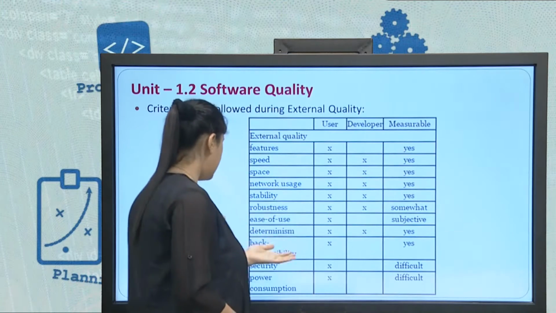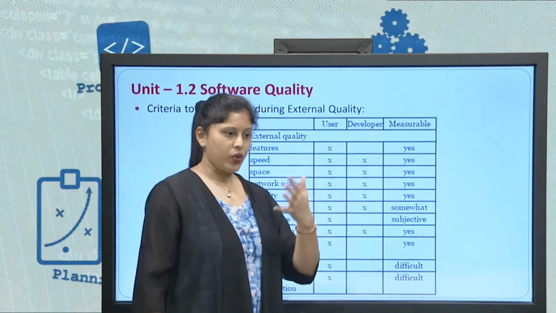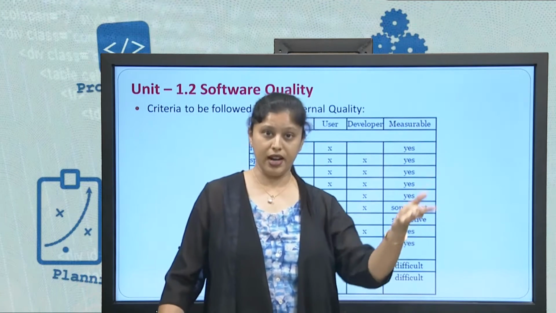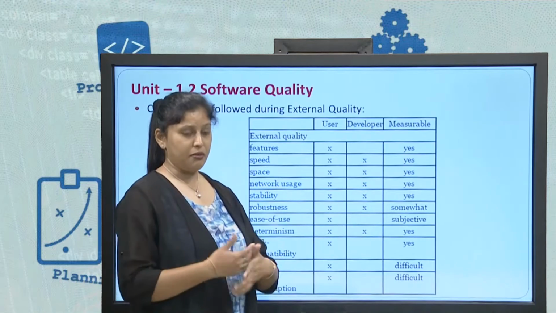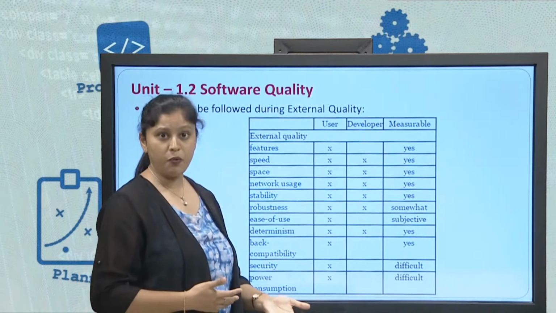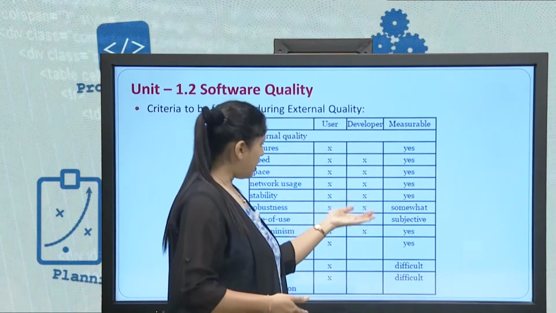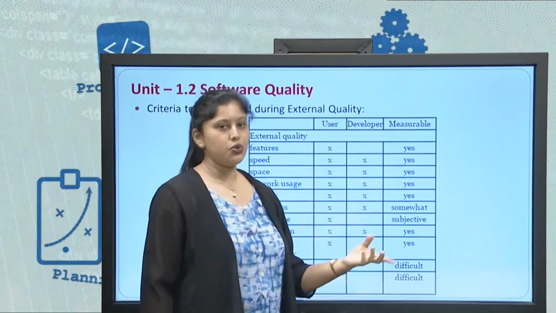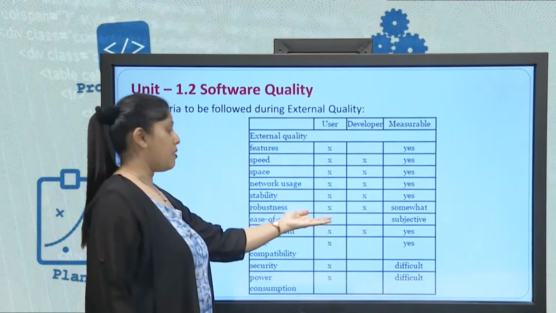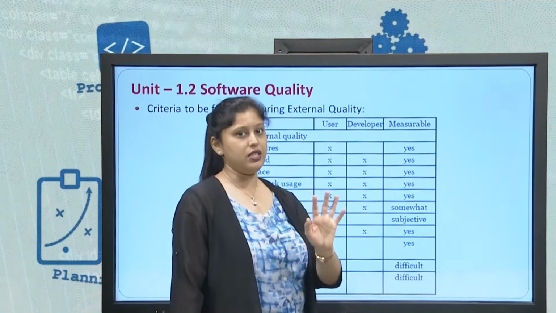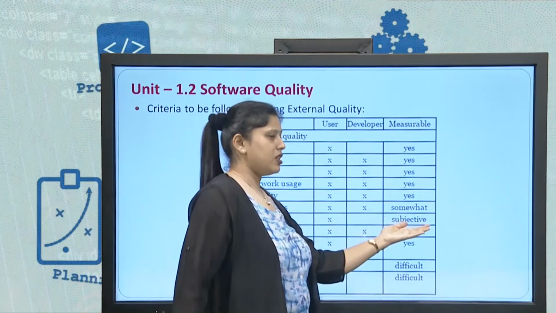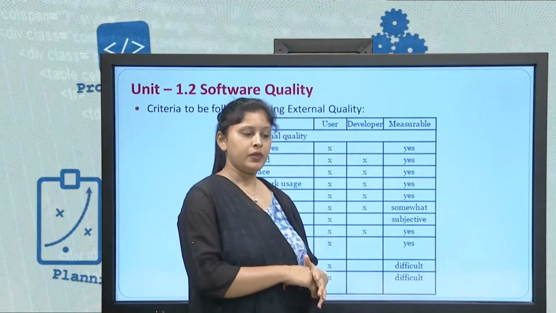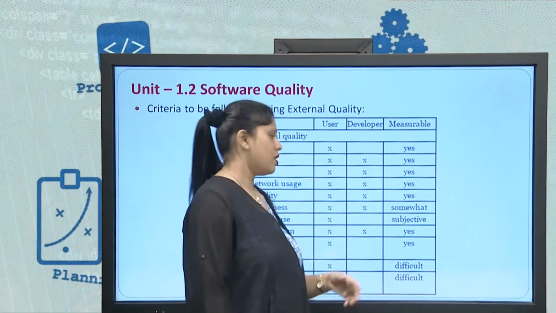And measurable, yes. Robustness, robustness means whether my particular software is robust. Robust means it can be implemented anywhere else also. And the code is robust, it can be changed or not, it can be migrated somewhere or not. Users do it, developers do it. Measurable, somewhat. Ease of use, whether my software is easy to use. My developers generally do not fall into that, but my end users are the ones who check whether it is easy to use or not. Measurable, it is subjective. It is subjective means a particular software has certain functions which are easy to use, but certain functions which are hard to use. So it is subjective.